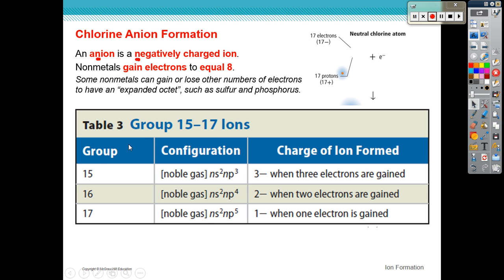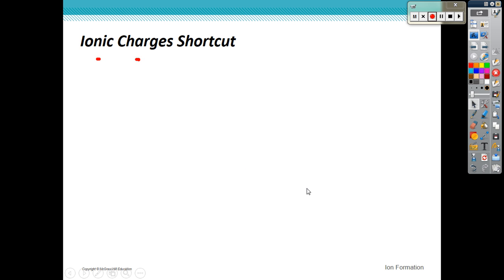But in general, if you look at the nonmetals in group 5A, group 6A, and group 7A, you have 5 valence electrons, 6 valence electrons, 7 valence electrons. If you have 5, you're going to gain 3 to get to 8. If you have 6, you're going to gain 2 to get to 8. If you have 7, you're going to gain 1. So then your charges will be -3, -2, -1, respectively.